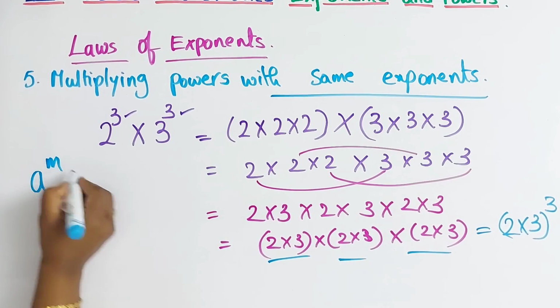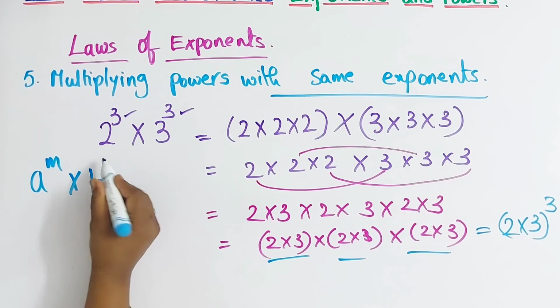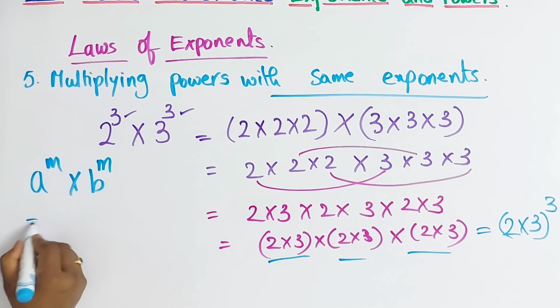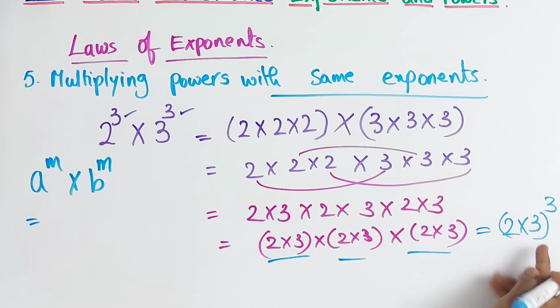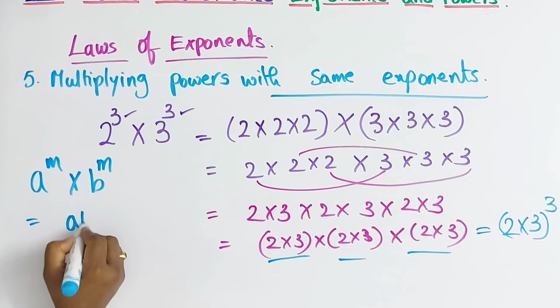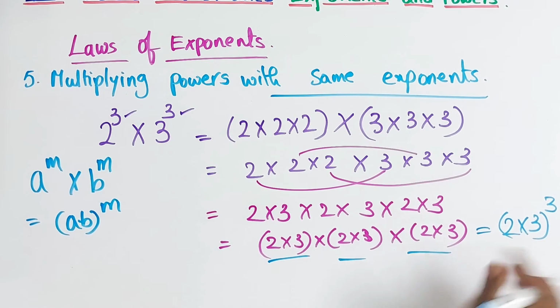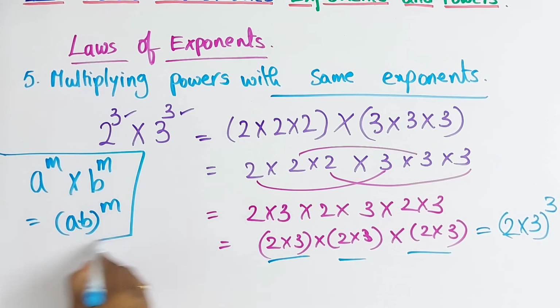A raised to the power of m into b raised to the power of the same exponent. That means here also we have to take m. This is equal to 2 into 3. That means a into b whole to the power of m. Right, children? So this is one law of exponent. Right, children?